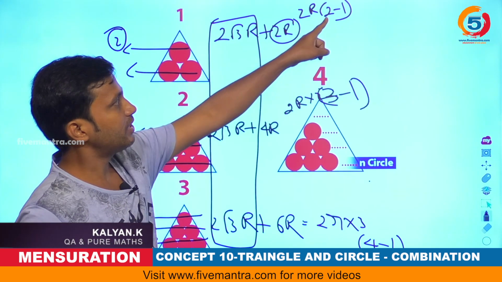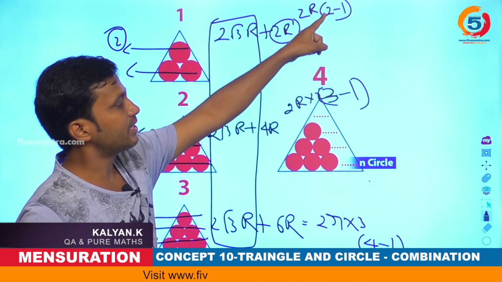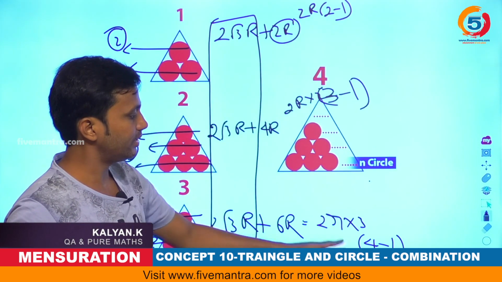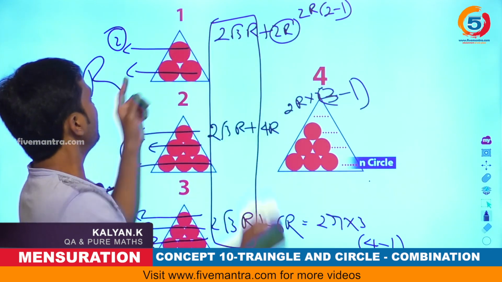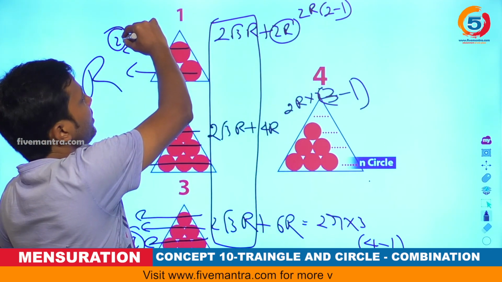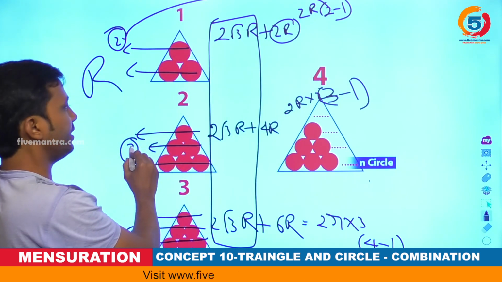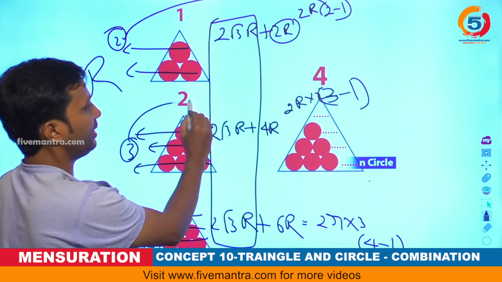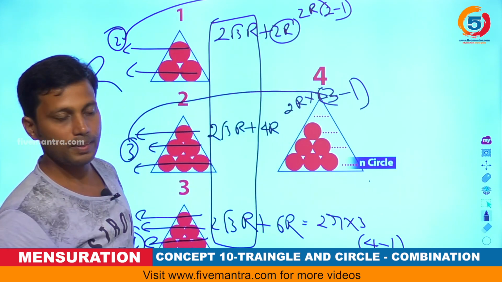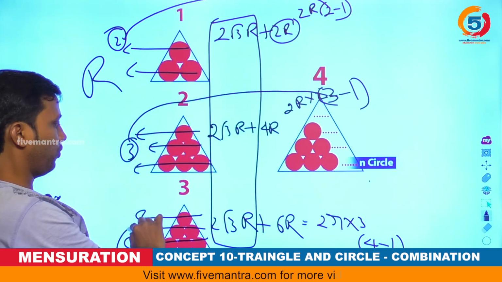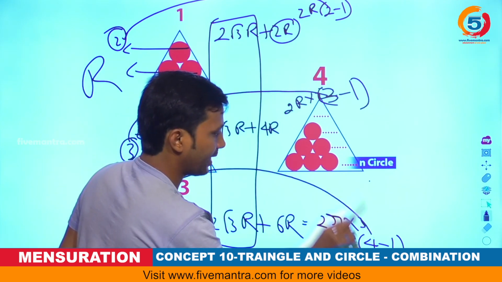Here if you observe the numbers inside the bracket, this is 2, this is 3, this is 4. Tell me how many rows are there here? 2, so inside the bracket 2 will be there. And how many rows are here? 3, so here 3 is written inside the bracket. Now how many rows are here? 4, this 4 is there inside the bracket.